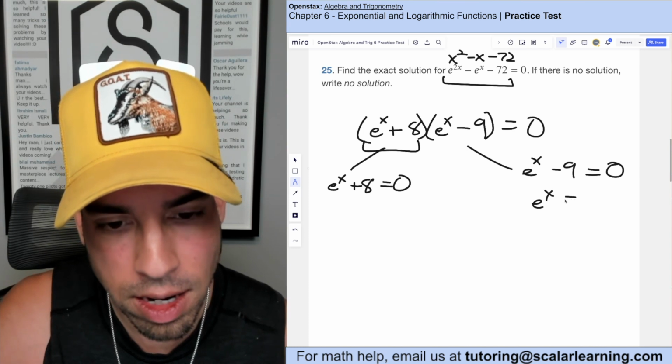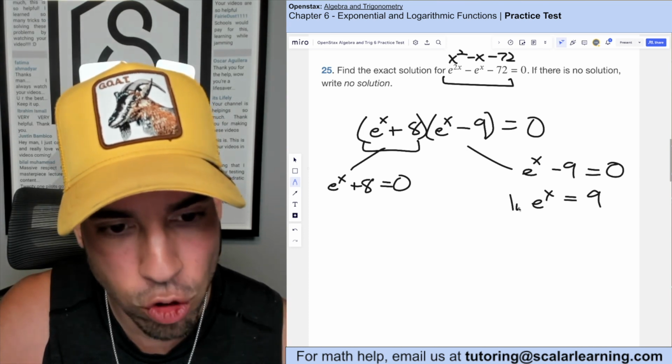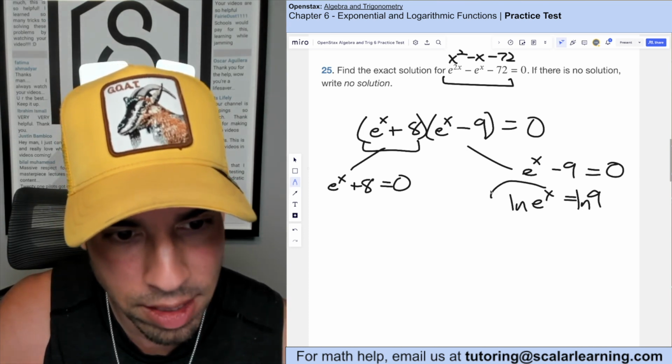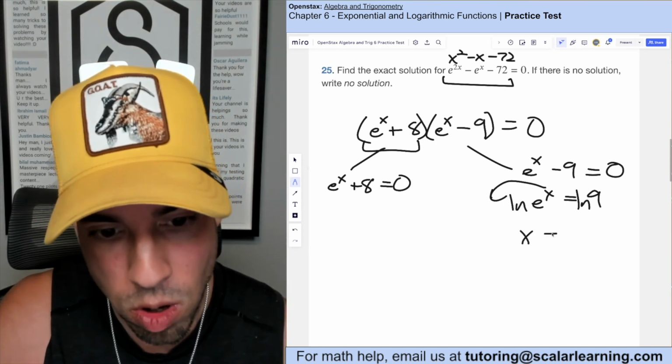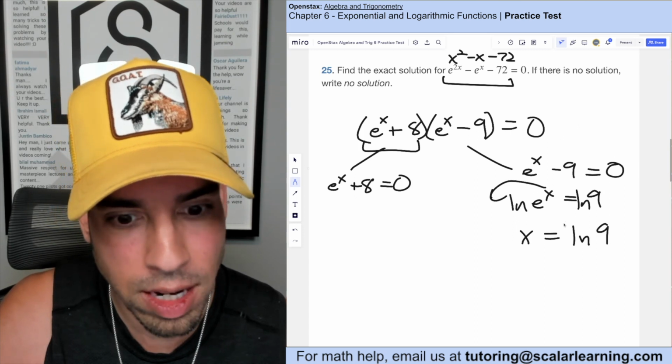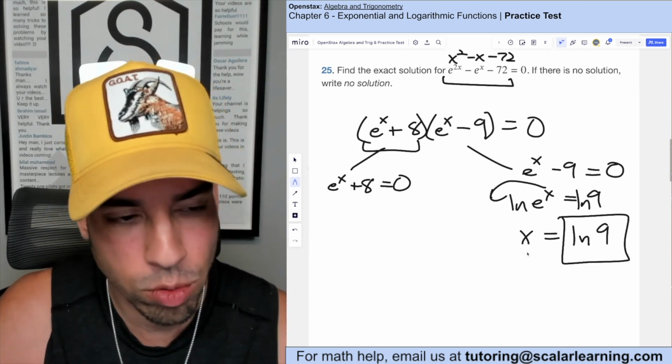We're going to add 9 to both sides. Then we're going to take the natural log of both sides to bring this x down. And then x times ln of e is just x, because ln of e is 1. So we get x equals ln of 9. And that's a nice exact solution, so we're not going to do anything there.